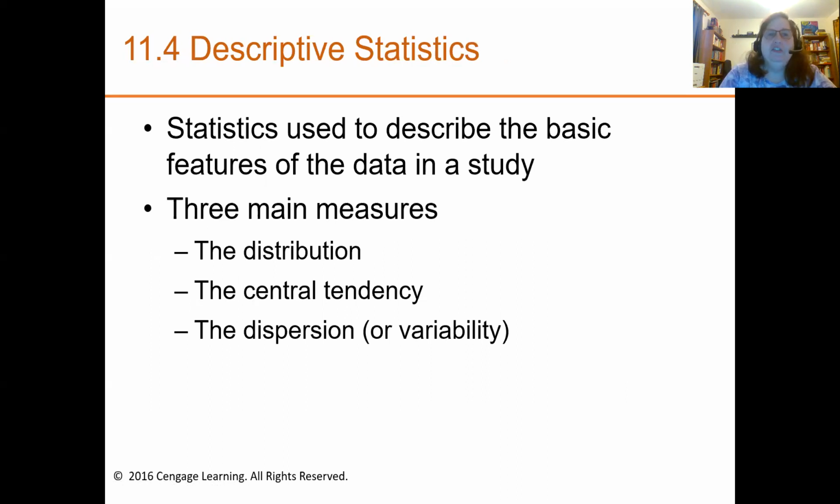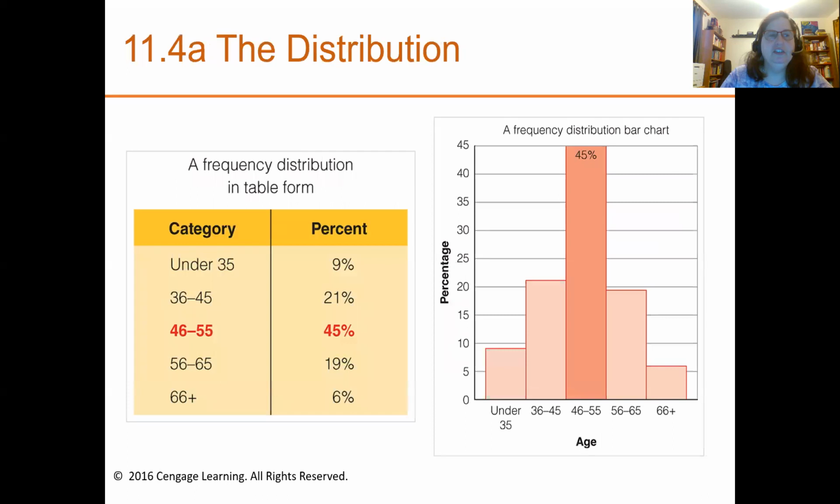Now you are ready to do some descriptive statistics. These are the statistics that you use to describe the basic features of the data in a study. And there's three main things here: the distribution, the central tendency, and the dispersion or variability. These are all things we've talked about in the past in terms of getting started with your data, but let's review them again in this context.